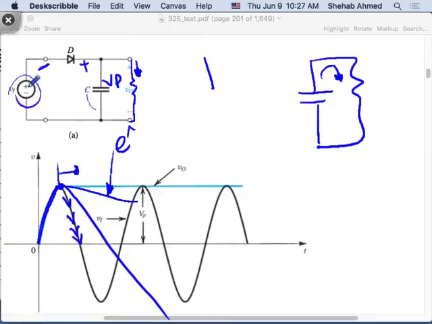Until my input voltage here starts rising again. It rises again and hits, they're equal. As soon as this becomes a little bit more positive on this side, the diode starts conducting and charges the capacitor again. Then we go through the same cycle. The capacitor starts discharging. And this is very useful.